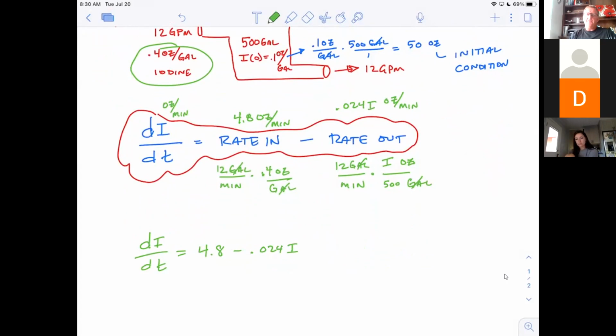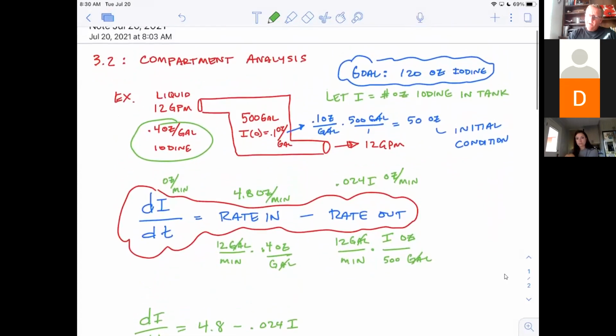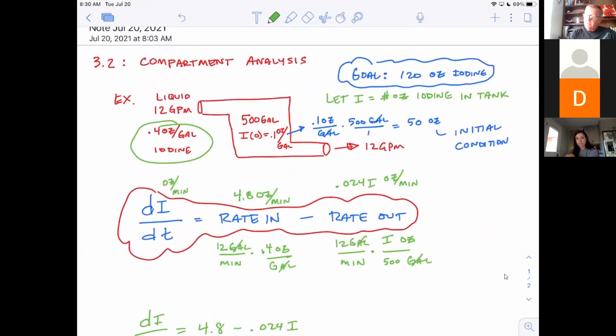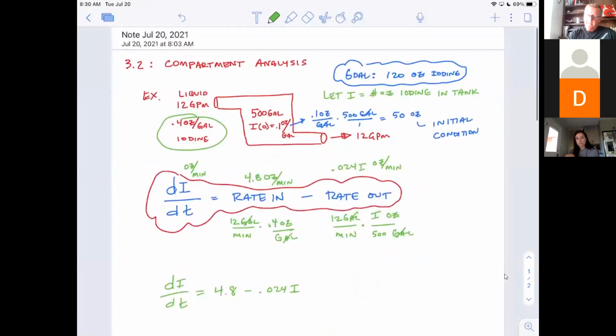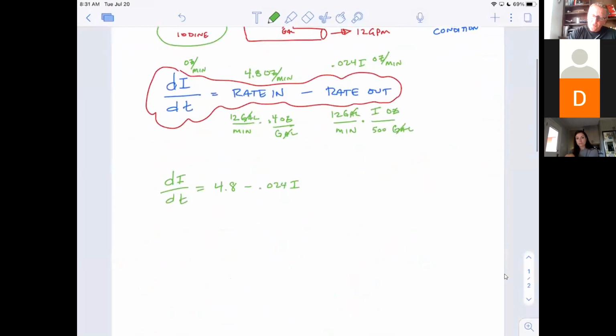Now, of course, in the end, all somebody really wanted to know is how to turn this thing off when there's 120 ounces of iodine in it. But of course, what we'd really like to produce from this to allow us to answer that question is an I as a function of t equation. That way I can use it to answer the questions I might want to answer. So you should look at that equation and say, okay, cool. Now, what I'd like you to do is to try to solve that.